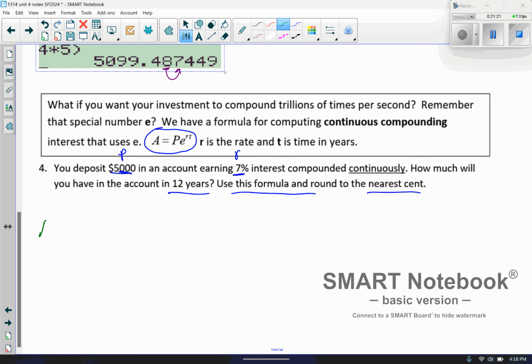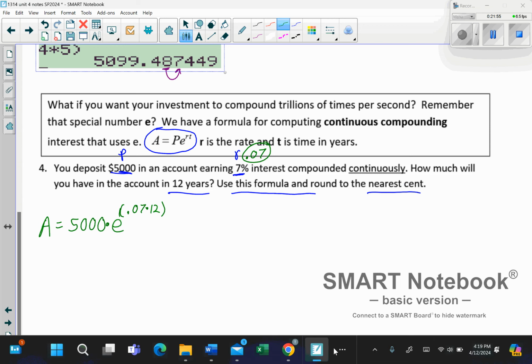So I'm going to have A equals my principal, which was 5,000, and then times e, okay, times e, and then raised to r times t. Well, my rate, remember, I have to move that to 0.07. I have to move it two decimal places to the left. So it's going to be 0.07 and then times t, which in this case was 12. And it's very important that I put parentheses there for my exponent right there.